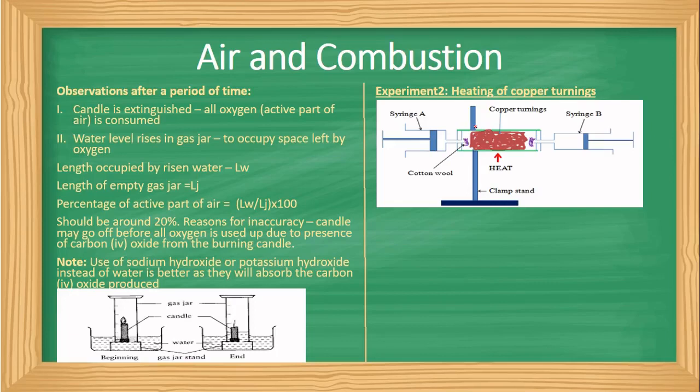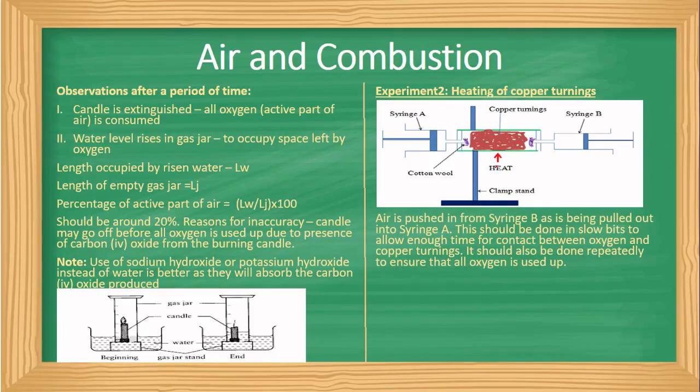For experiment 2, the setup is as per the illustration in the presentation and the diagram presented here, where we have a combustion tube that has copper turnings inside. At both ends of the combustion tube there are syringes, syringe A and syringe B. Air is pushed in through syringe B, and part of it is used for heating of copper turnings, and the remainder is pushed into syringe A, or pulled through syringe A.